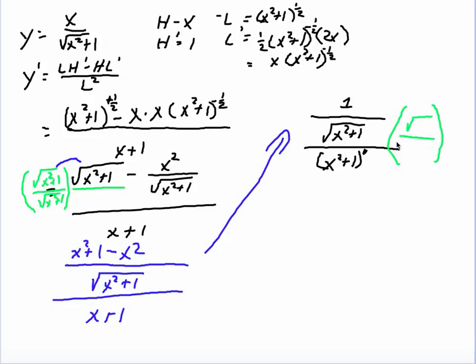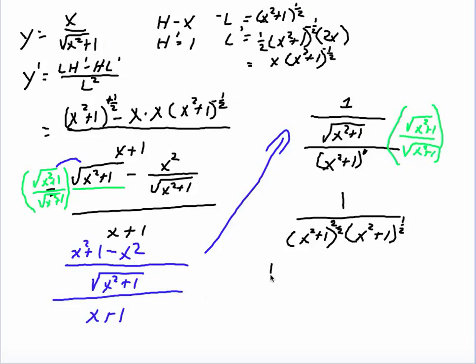I'm going to write out the steps. Multiply both the numerator and denominator by the square root of x squared plus 1. And what that ends up doing, it's x squared plus 1 over x squared plus 1, or 1, divided by x squared plus 1. Now that's to the first power, so I'm going to say to the 2/2 power times x squared plus 1 to the 1/2 power.